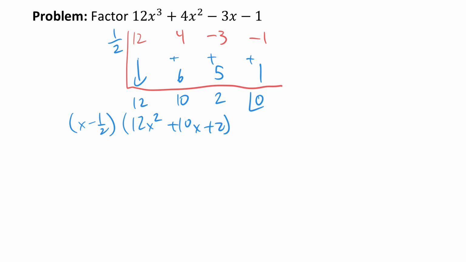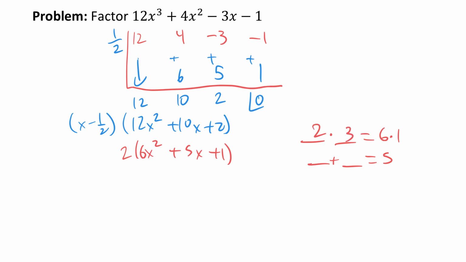Now we keep going and we look for our old skills, I should say, on this polynomial. We can take a 2 out, giving us 6x squared plus 5x plus 1. Now we're going to look for two numbers that multiply to give 6, right? Because it's going to be this 6 and the 1. So 6 times 1 is 6. And two numbers that add to give 5, that middle term. I'm thinking 2 and 3 look pretty good. 2 times 3 is 6, and 2 plus 3 is 5.